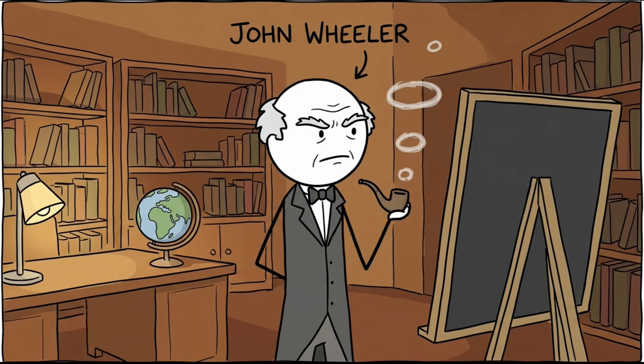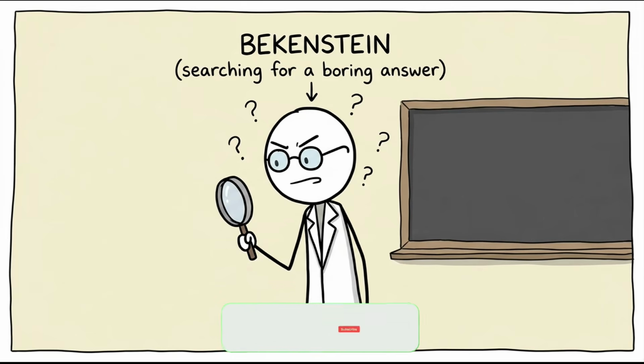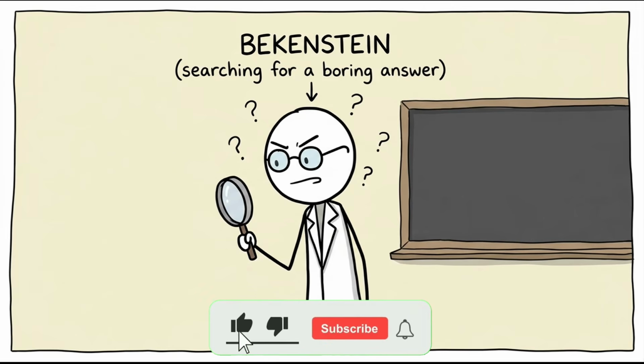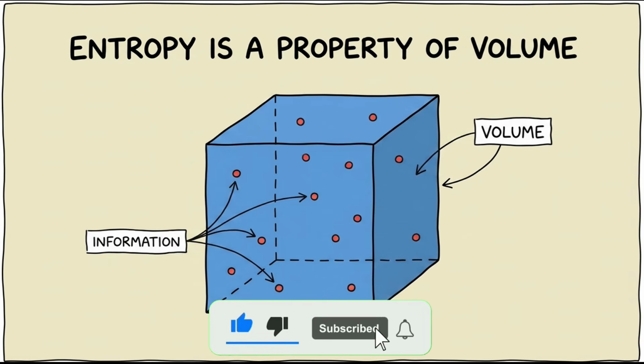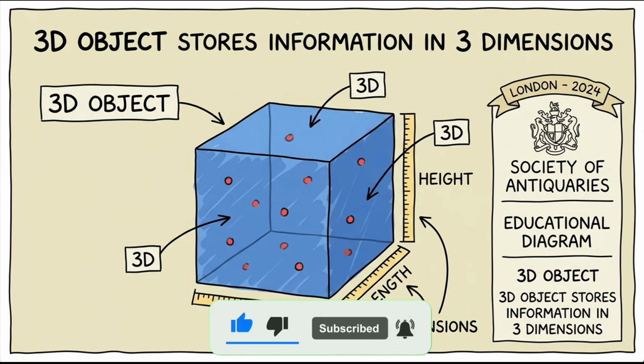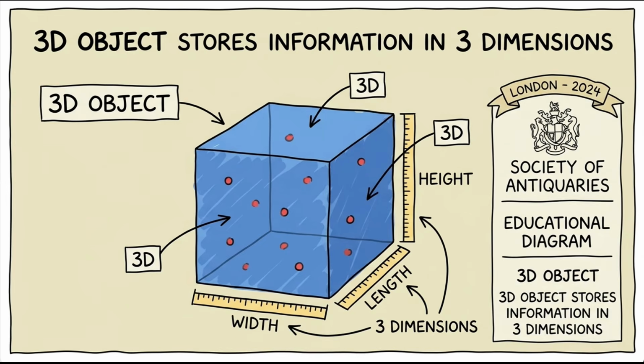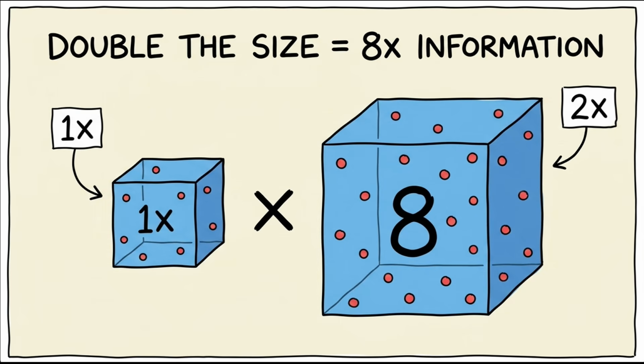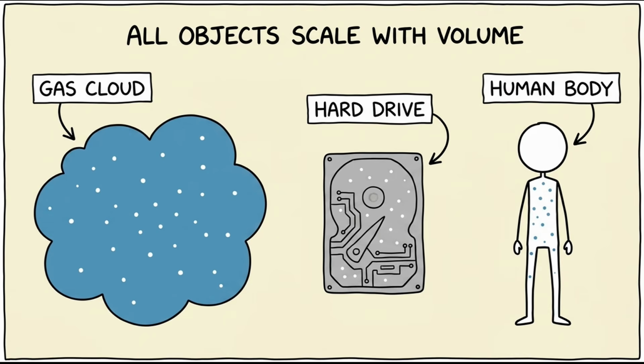His advisor John Wheeler thought it was a nice question. Bekenstein went looking for a boring answer. Standard physics says entropy is a property of volume. A three-dimensional object stores information in 3 dimensions. Double the size, you get 8 times the information. That is how every object we have ever measured behaves: a gas cloud, a hard drive, a human body.